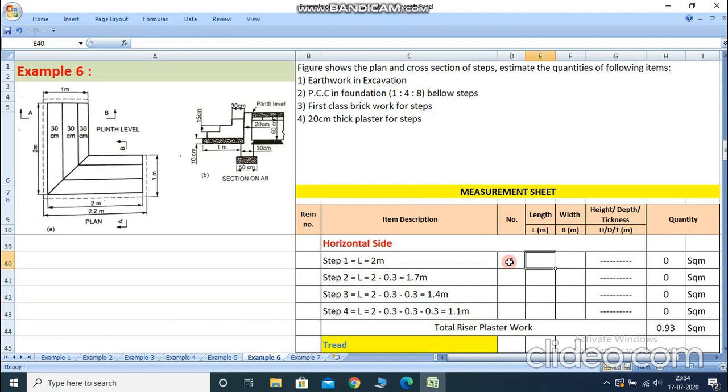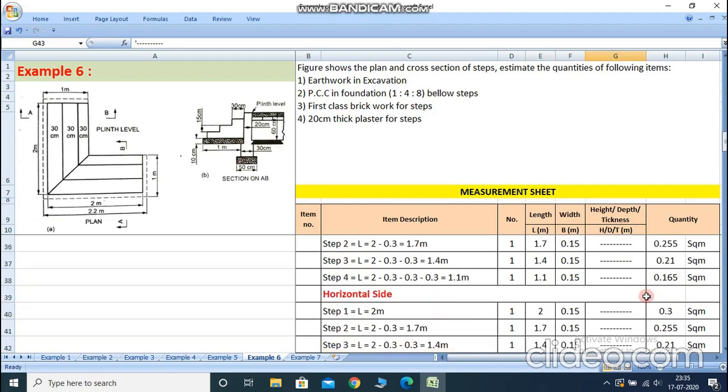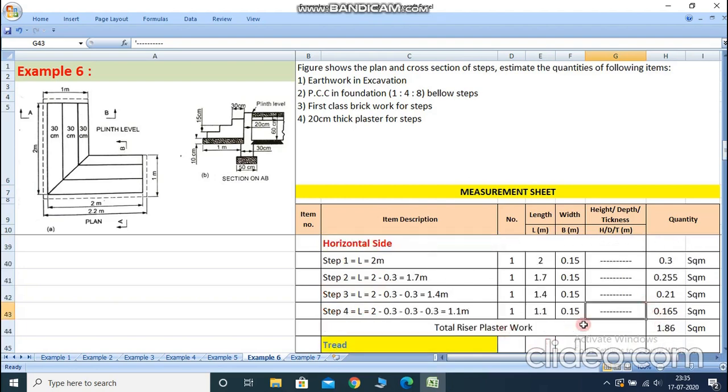So here number is 1, length is 2 meter, already for the horizontal side we calculated 2 meter here, and width is 0.15. Same here we put 1, 1.7 and 0.15. Same here we put 1, 1.4, 0.15, and here 1, 1.1, 0.15. Now the total quantity is the summation of all the riser sides. The value of the total plaster work for the riser side is 1.86. It's the total quantity. Clear?